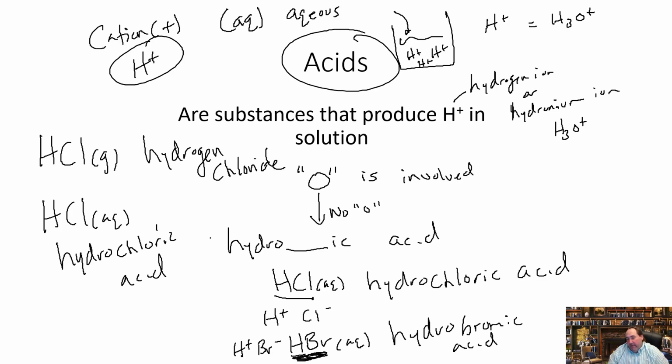Now, that is how you go about naming it. By the way, the missing part here is the negative charged ion. As you can see here, Cl, that's why it's hydrochloric. Here it's Br, which is why it's hydrobromic. So that kind of missing part is the negatively charged ion, is what you put there.